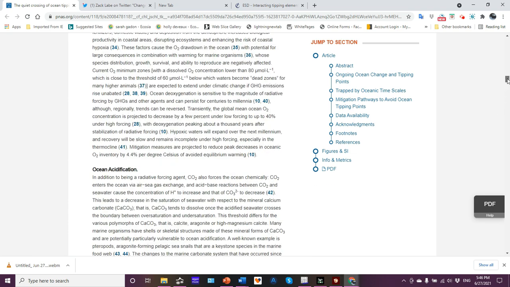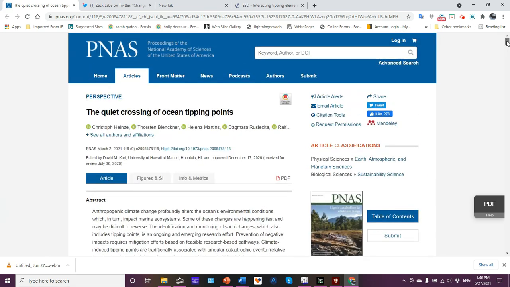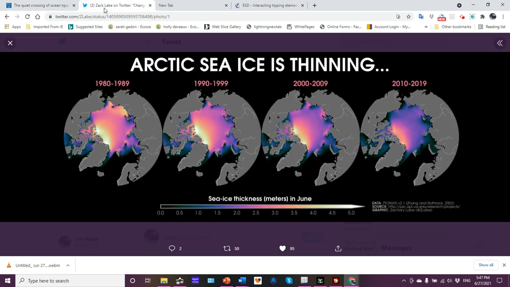So now, as a final thing here, I want to show you this graphic from our good friend Zach Labe. Arctic sea ice is thinning, and these are sea ice thickness meters in June. So you go from 0, which means open water, to 5 meters thick. This is in June. Okay, so it's basically the springtime.